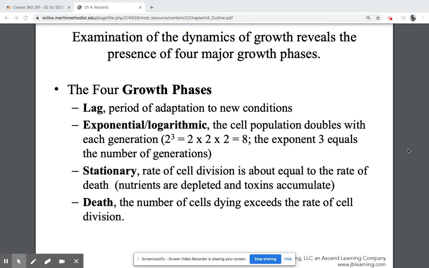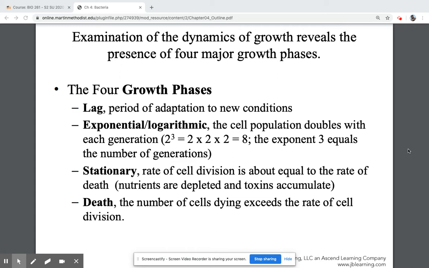There are four phases in bacterial growth. Phase one, lag phase. This is where bacteria are adapting to their new conditions, their growth media, the abiotic factors such as temperature, maybe salinity, alkalinity, things of that nature.